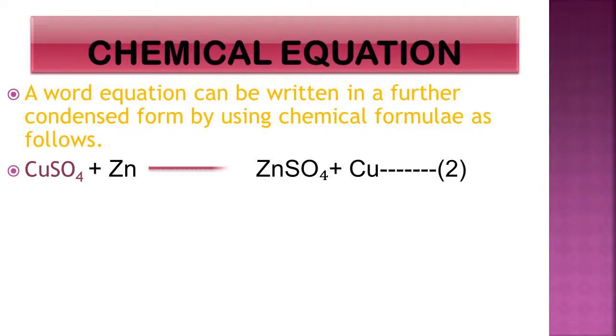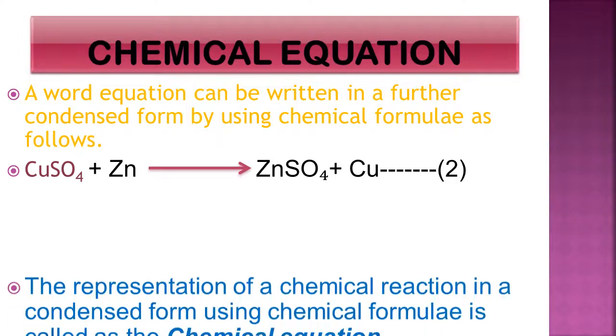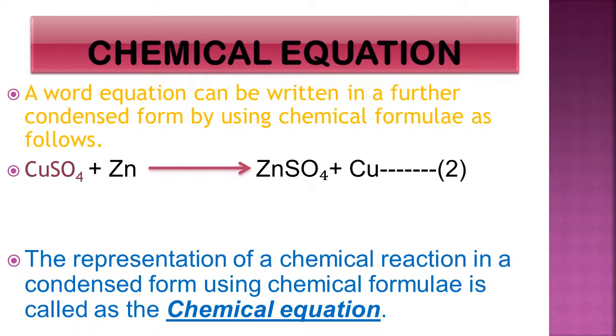So here CuSO4 plus zinc gives us a new product, zinc sulfate ZnSO4 plus copper. The representation of a chemical reaction in a condensed form using chemical formulae is called a chemical equation. So in the previous slide we saw how to write a word equation, and in this slide we have seen how to write a chemical equation.